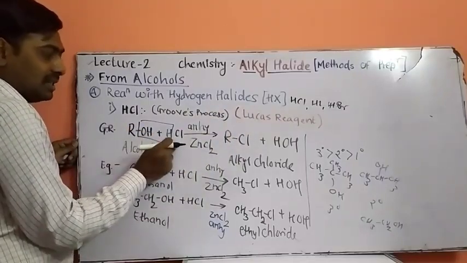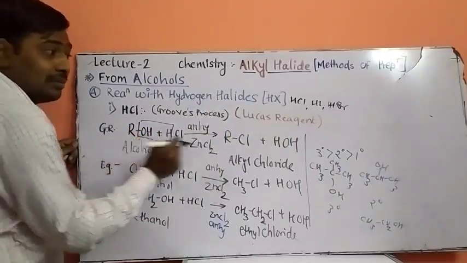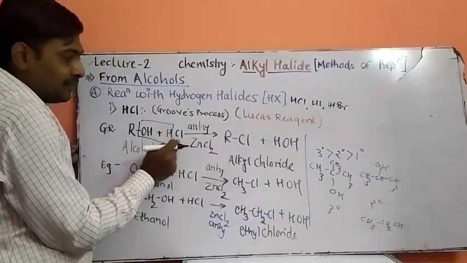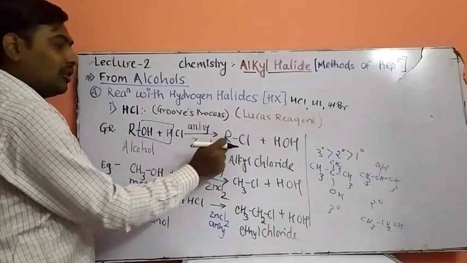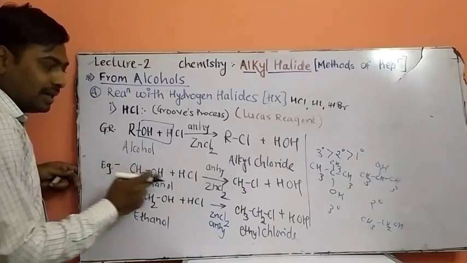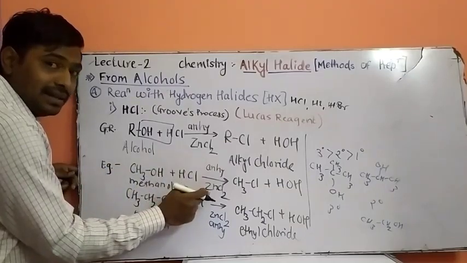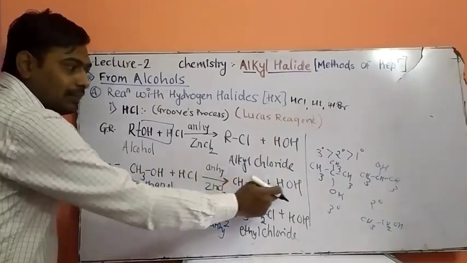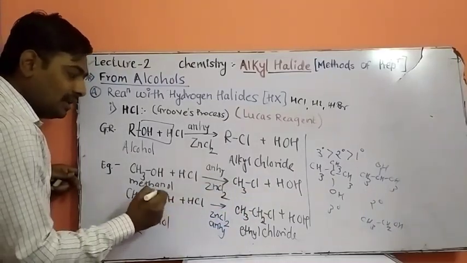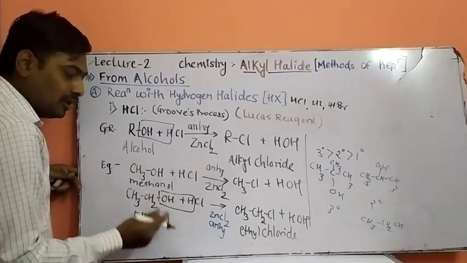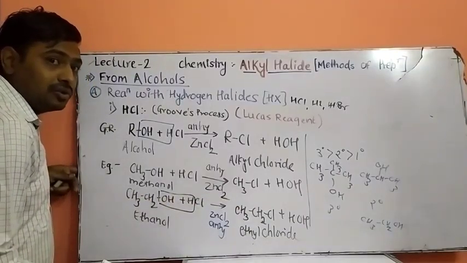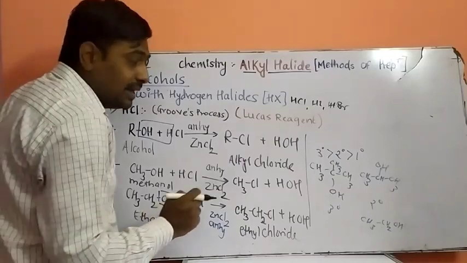When alcohol reacts with HCl, a water molecule, HOH, is formed as a byproduct and the alkyl group is substituted with chlorine. So what will be the product? Alkyl chloride. See the examples. Methanol reacted with HCl in presence of anhydrous ZnCl2 gives methyl chloride plus water as a byproduct. Similarly, ethanol reacted with HCl gives water as a byproduct and ethyl chloride as the main product.